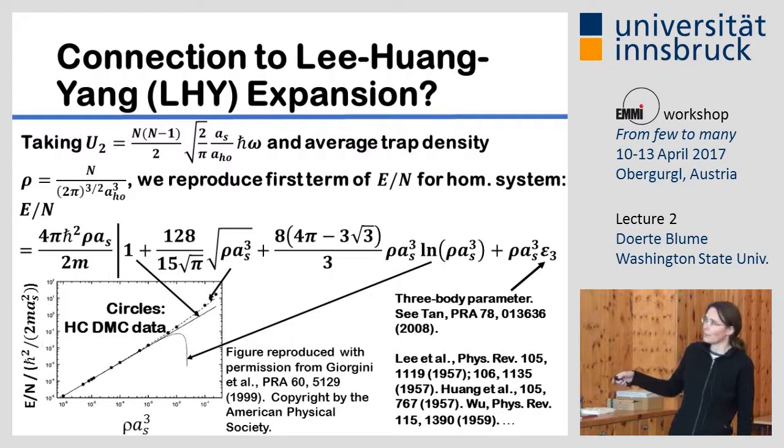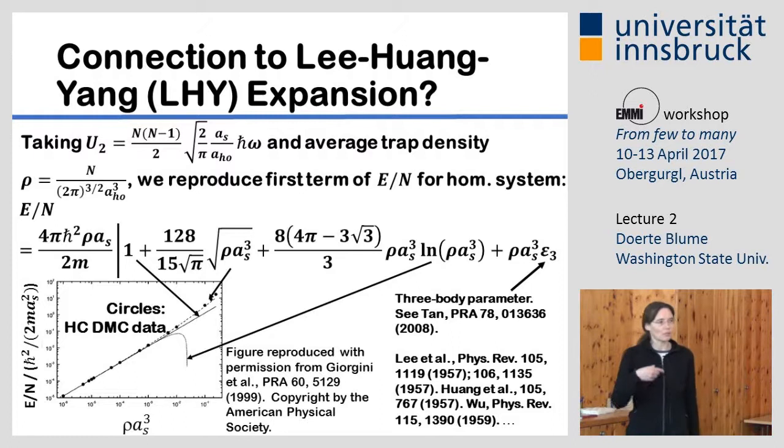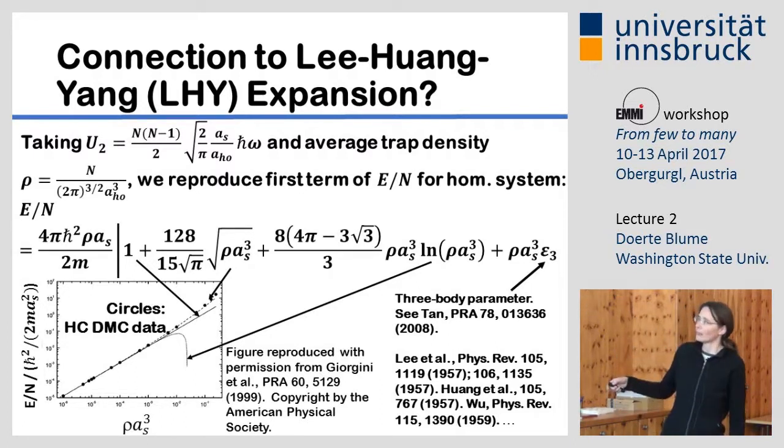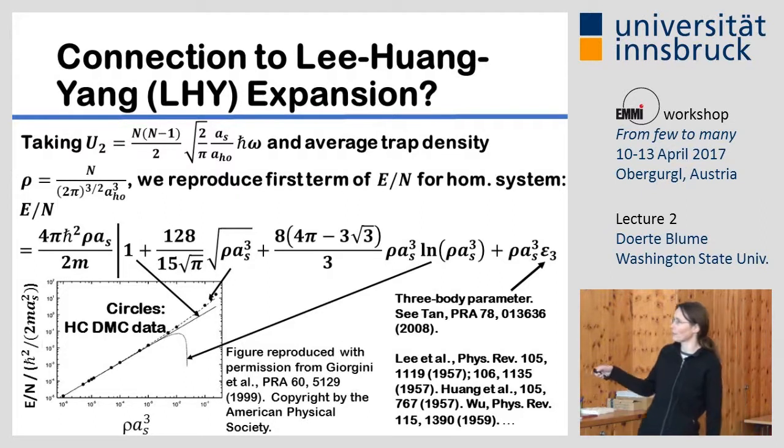So in this expansion, which is for the homogeneous system in the thermodynamic limit, the energy per particle is given by this prefactor, sort of the mean field term. Then we have quantum fluctuations on top of that, a logarithmic term, and then a term that depends on a three-body parameter.